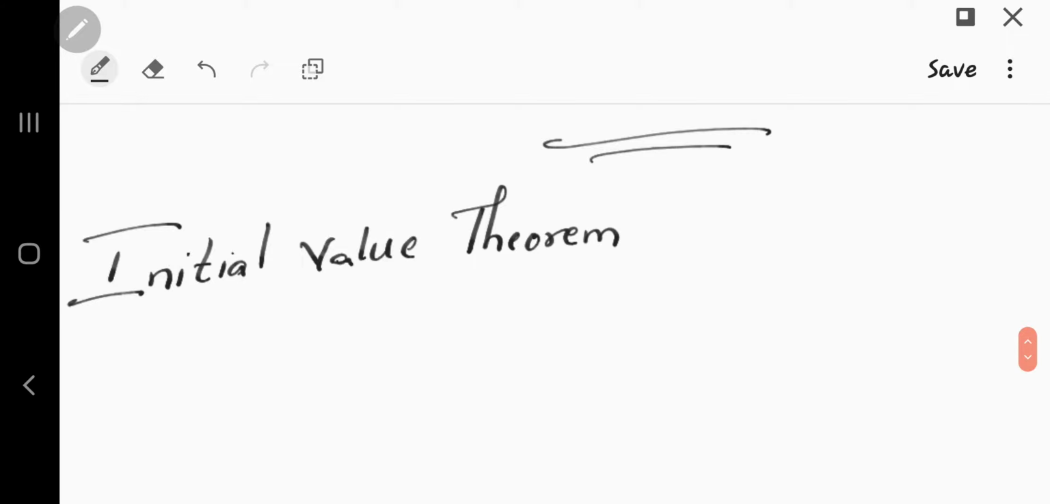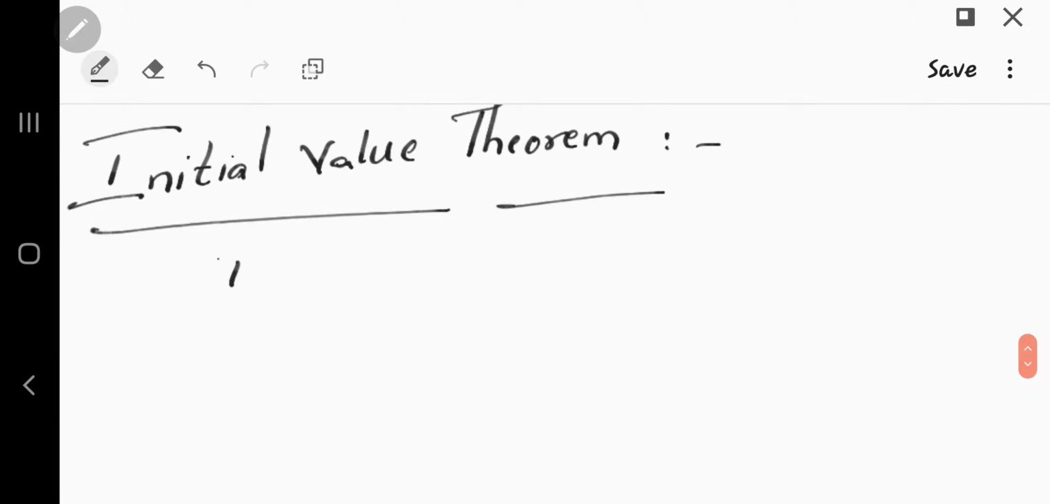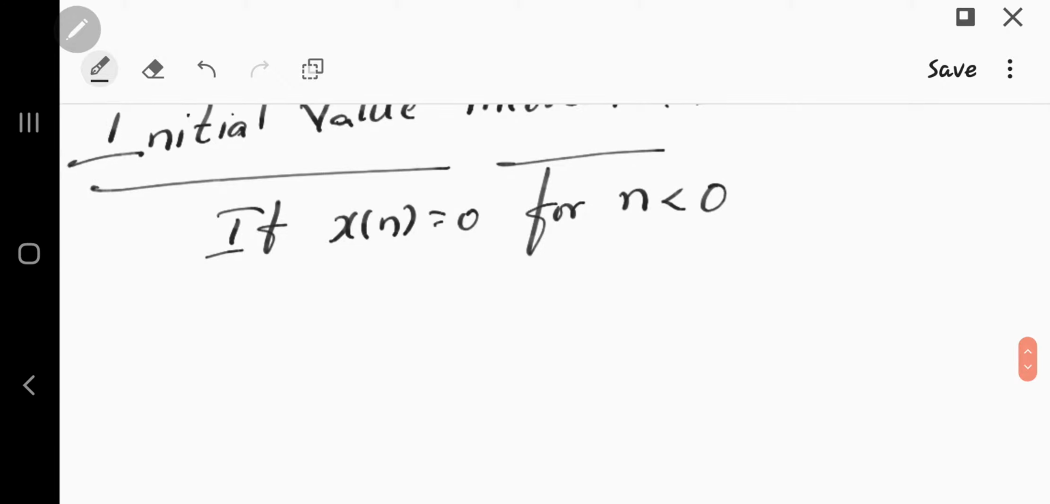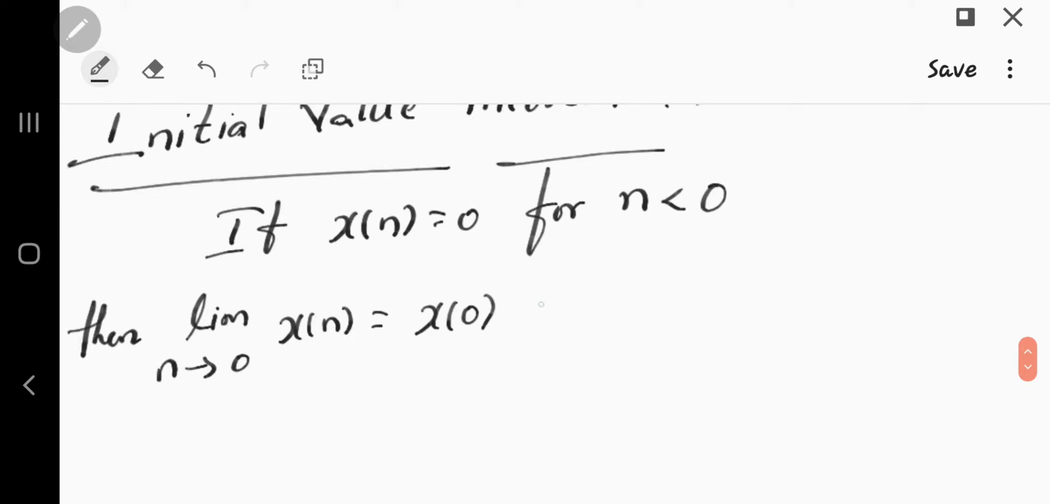Next property is the initial value theorem. So it says if x of n is 0 for n less than 0, then limit n tends to 0 of x of n is equal to x of 0, which is limit z tends to infinity of x of z.